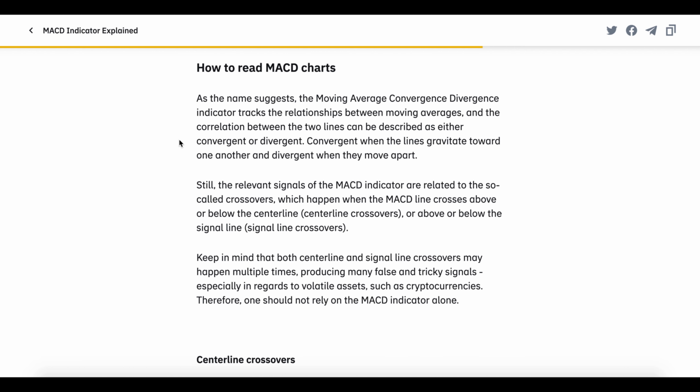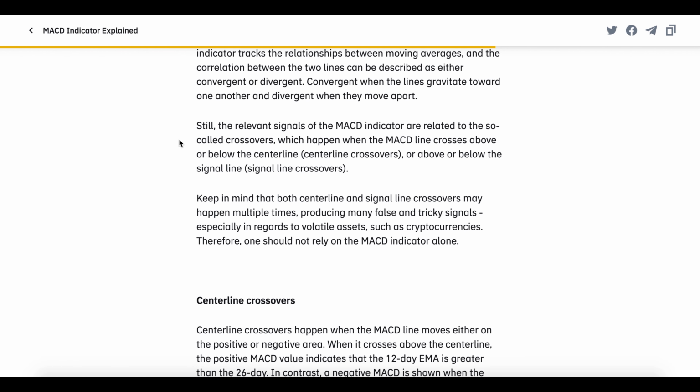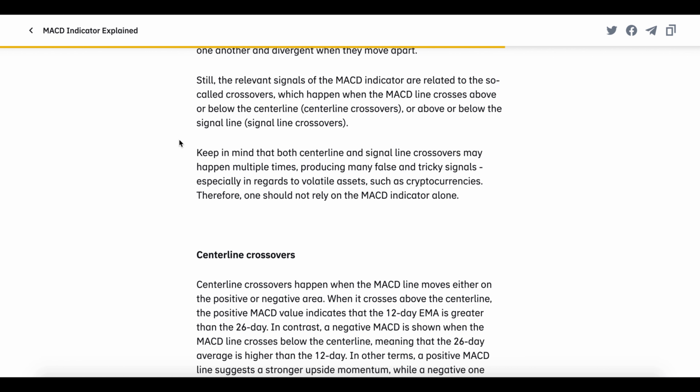As the name suggests, the moving average convergence-divergence indicator tracks the relationships between moving averages, and the correlation between the two lines can be described as either convergent or divergent. Convergent when the lines gravitate towards one another, and divergent when they move apart. Still, the relevant signals of the MACD indicator are related to the so-called crossovers, which happen when the MACD line crosses above or below the center line, or above or below the signal line.